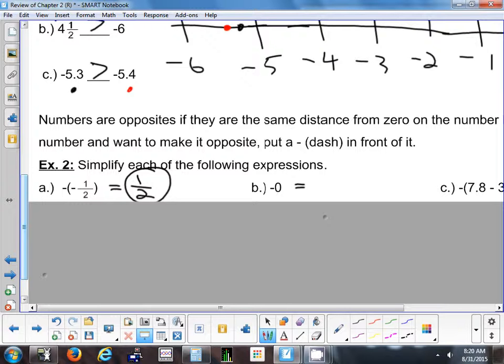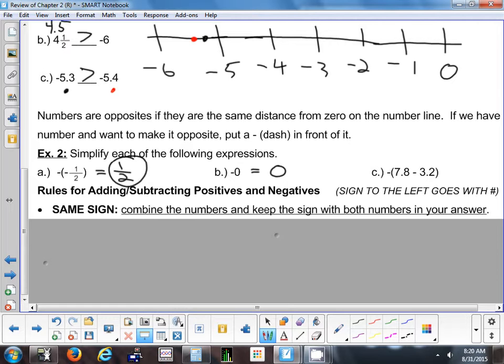Okay, how about this one? How about Brian? How do you read that one? Negative 0. What is negative 0? What does that really just come out to? Yeah, Maria? Yeah, it's just 0. 0 is the only number that is its own opposite. It's the only one. Negative 0, positive 0, same thing.